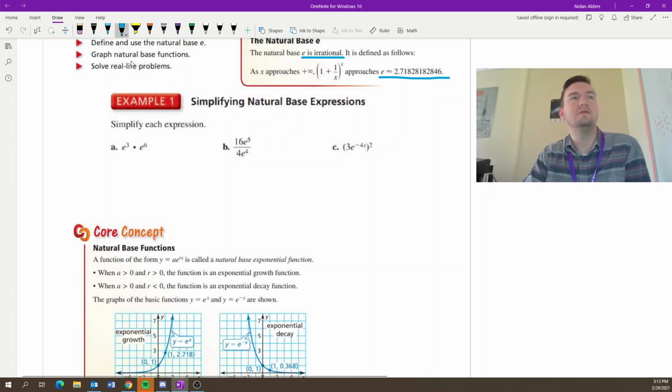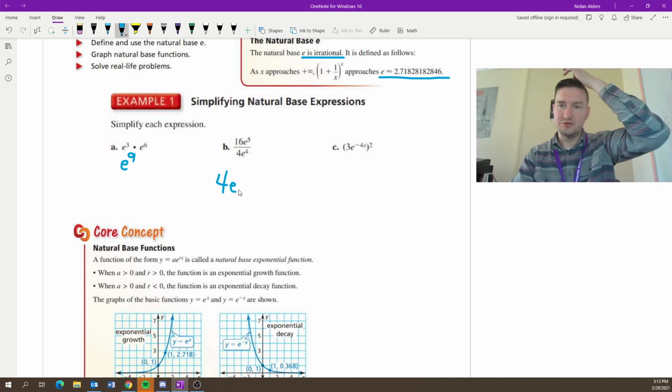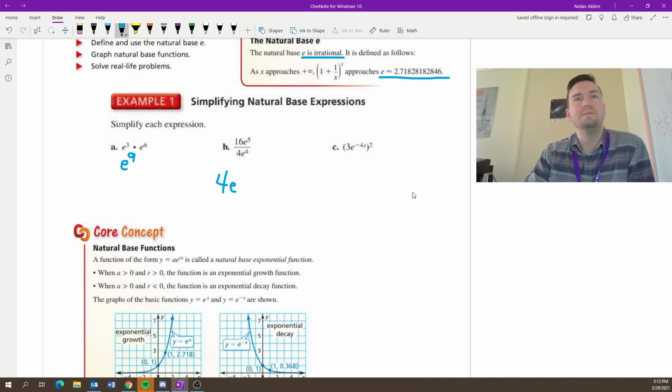So first of all, simplifying a few expressions. Let's say we're multiplying two e's with different exponents. Then we can add those exponents, so 3 plus 6 is 9, and we get e to the 9th. Same thing when we divide. 16 divided by 4 is just 4. e to the 5th divided by e to the 4th will just be e to the 1. You subtract the exponents. So we have 4e. When we raise a power to a power, remember we multiply, so we'll have 3e to the negative 4x times 2, so we'll have negative 8x.